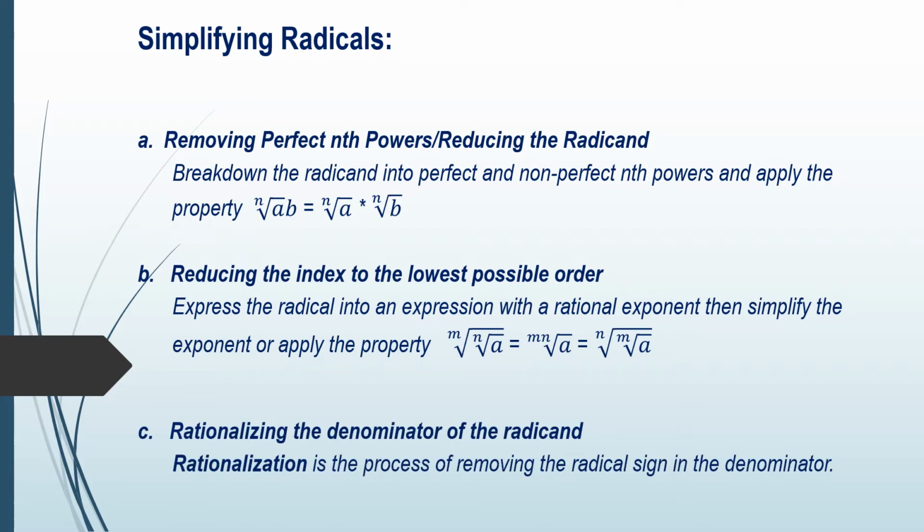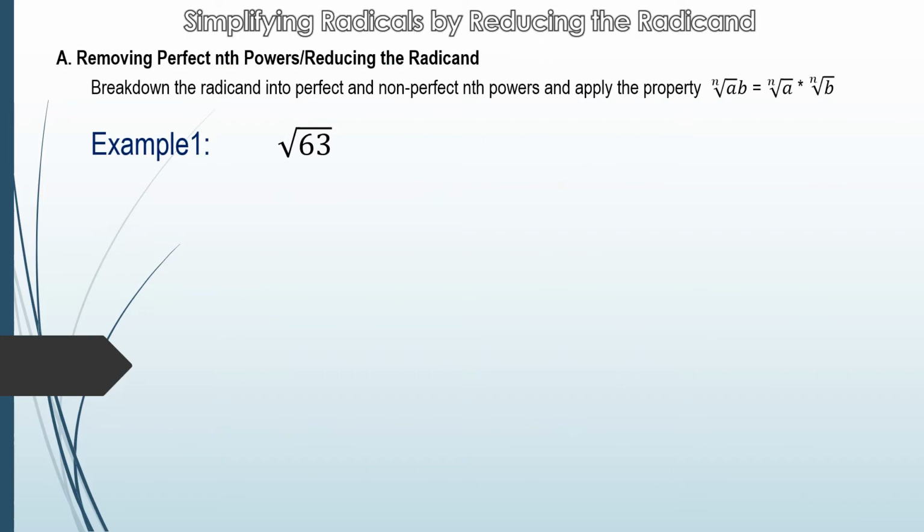Third is by rationalizing the denominator of the radicand. Rationalization is the process of removing the radical sign in the denominator. In this video, we will focus on the first one, which is simplifying radicals by removing perfect nth powers or by reducing the radicand. Let's have some examples.